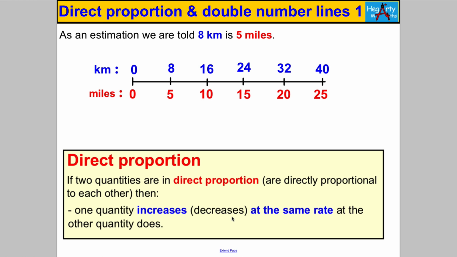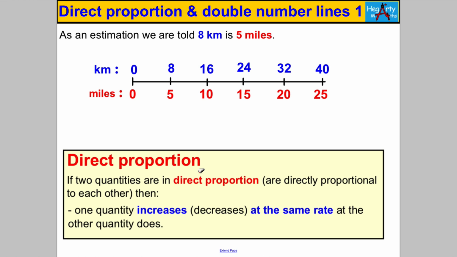Similarly, when decreasing, if we divide our number of kilometers by 2 going that way, we also have to divide by 2, or halve, our number of miles going that way. So one quantity increases or decreases at the same rate that the other quantity increases or decreases, and that is when two quantities are in direct proportion, or directly proportional to each other. Okay, so that's the idea. This thing here is a double number line that's going to help us visualize these problems.